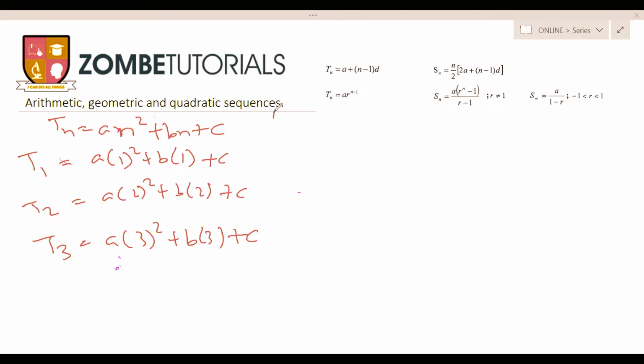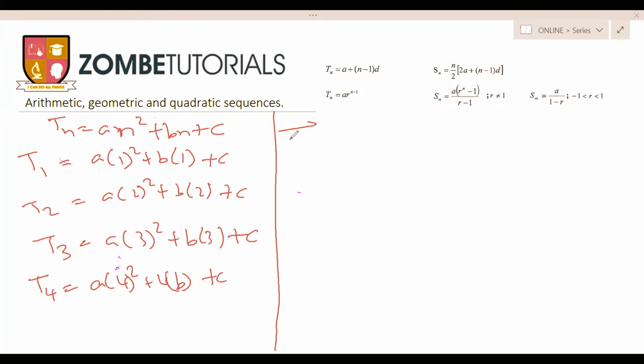So when we now come to this, it's important to understand how we can evaluate our A, B, and C. Because it's a quadratic expression, we said the second difference is what? The second differences are equal. So if we were to simplify those T's, let's just put T4 here. I think it will help us a little bit. T4 will be what? 4 squared plus 4B plus C.